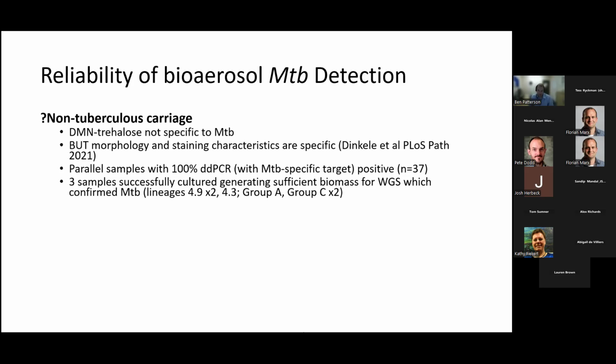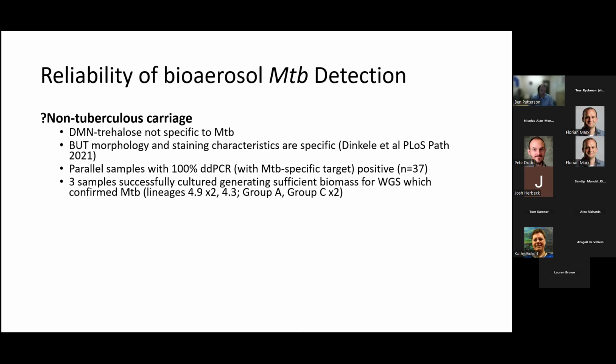One of the problems of working with this very paucibacillary specimen, or rather very low volume specimen, is that it's difficult to do parallel testing on the same sample. So taking a second sample allowed us to do a ddPCR, which could be targeted for RD9, which is an MTB specific target. And this showed 100% positivity in this 37 patient subset.